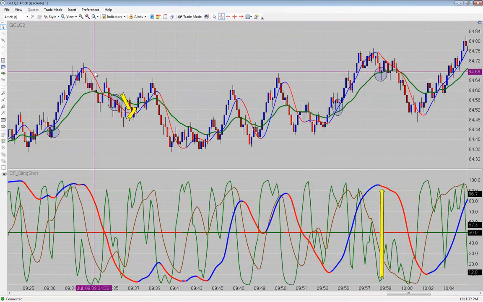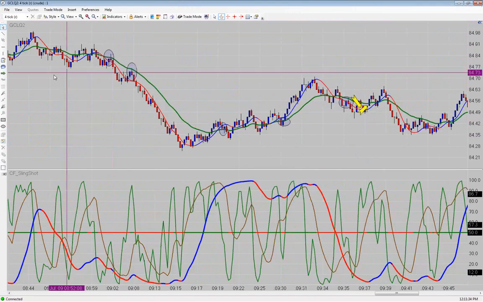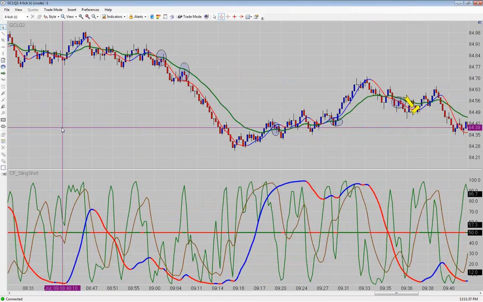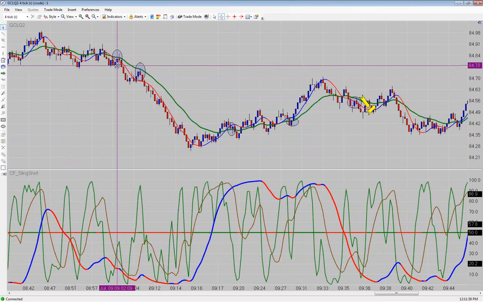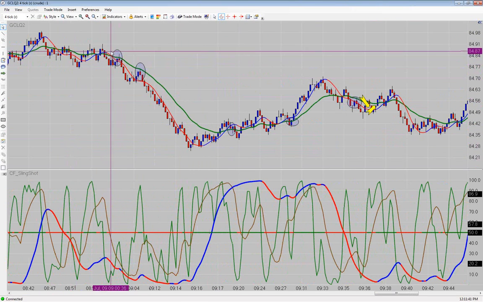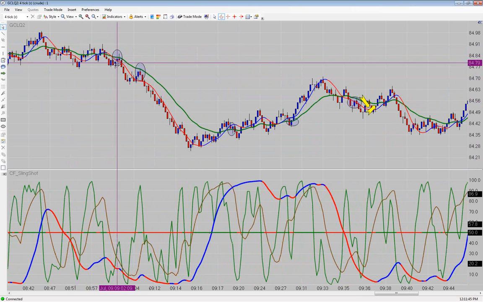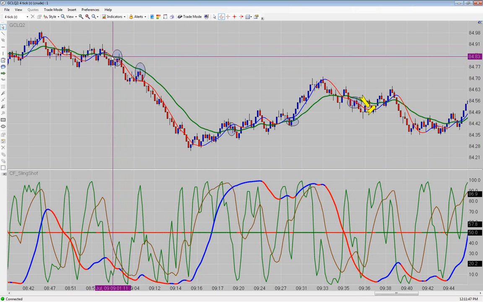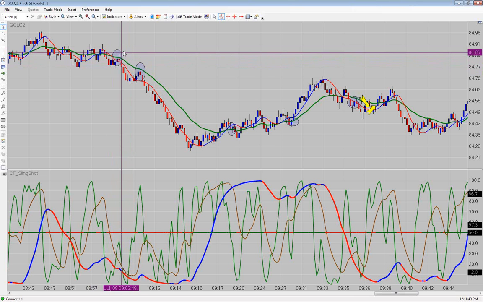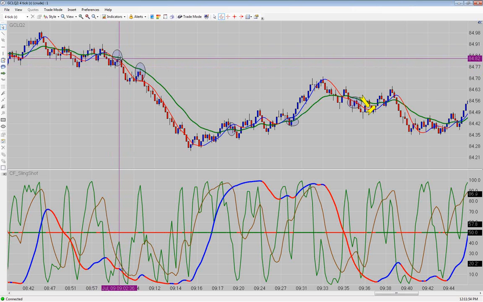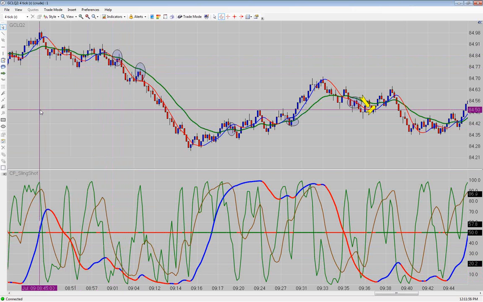Let's back it off a little bit. There we go, 9:30. Now I start marking things up in the crude. The crude really starts to move around 9 o'clock. So what we look for in the crude trades, you look for the MA1, which is this blue and red line right here, to cross down below the BBC, which is the green line. Once it does that, you anticipate the price is going to come back and test that BBC.